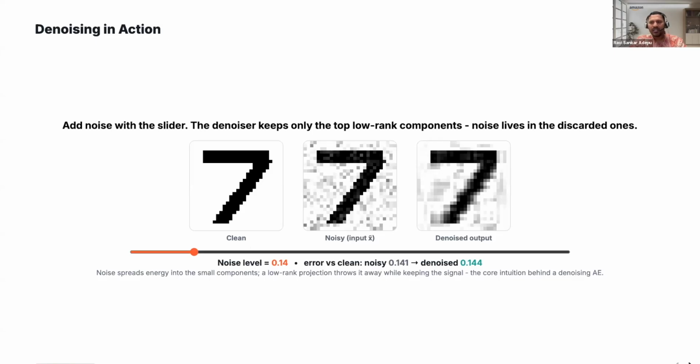So the intuition is that the signal, that is this actual digit, lives in a few stronger components, a lower dimensional subspace, whereas the noise, on the other hand, is spread thinly across all the components. So when the decoder keeps only the top components and drops the rest, it keeps almost all of the signal and throws away most of the noise. That's the core idea behind denoising, and it's the same low-rank principle that we just saw in the bottleneck.